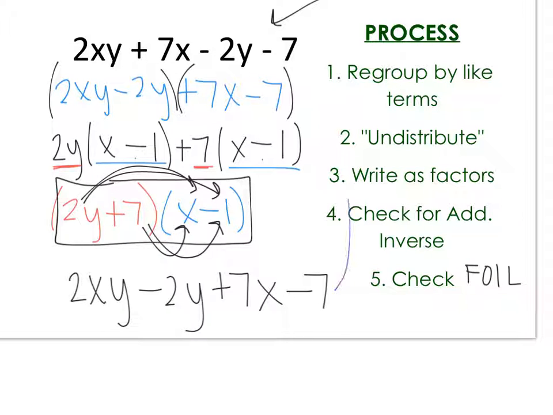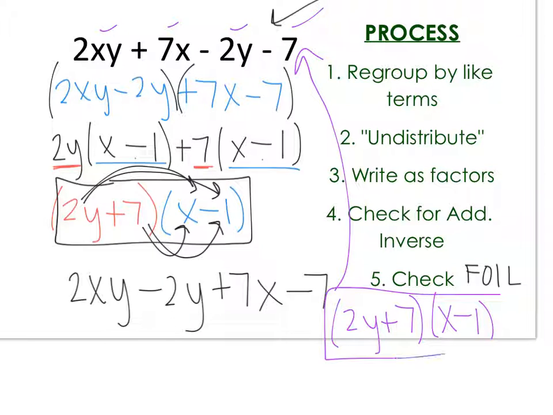You just have to make sure that they're all there. So they are. There's a 2xy, a 7x, a negative 2y, and a negative 7. So we have all of our terms. We know we did this problem correctly. So again, I can rewrite my answer so you see that. 2y plus 7 times the quantity x minus 1 would be the factored form of this example.